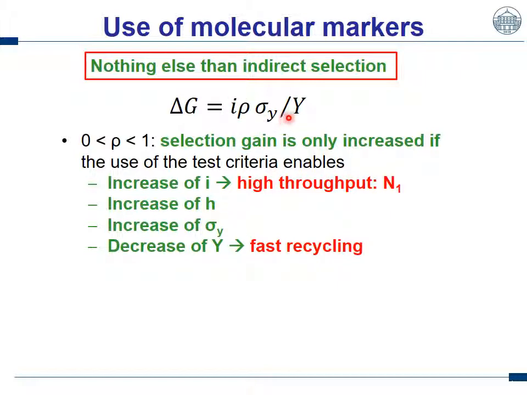And when we look directly at the formula, it's clear that the correlation coefficient cannot be larger than 1. Thus, using indirect selection will all the time reduce our selection gain. And thus, it will only help us when we are able to increase the selection intensity, which would mean that we are able to run high throughput genotyping, many more lines genotyped, which we could not bring to the field to the same level. Or that we speed up our scheme. We have a faster recycling. And this I will show you in a few later slides.